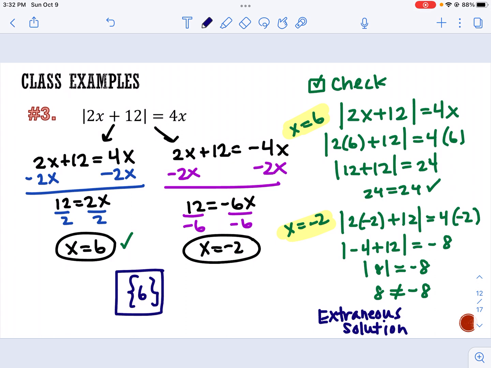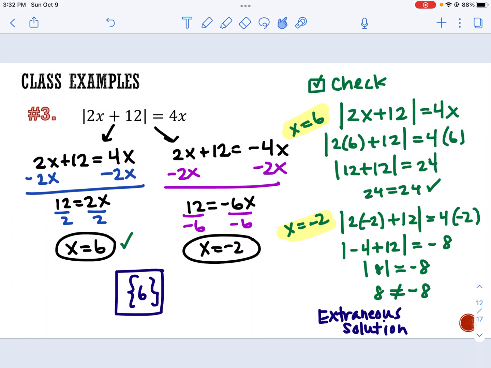So when we look at examples like this, we're starting to notice that when we have a variable on the right-hand side and one of my solutions comes out to be negative, we're most likely dealing with extraneous solutions, right? I can never have an absolute value of something equal to negative.